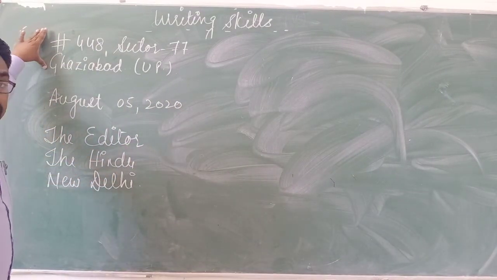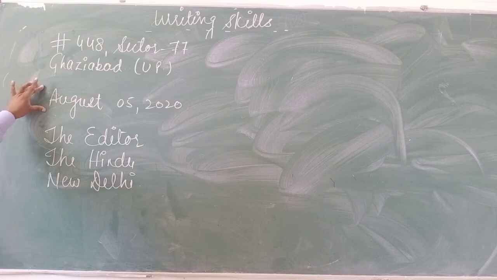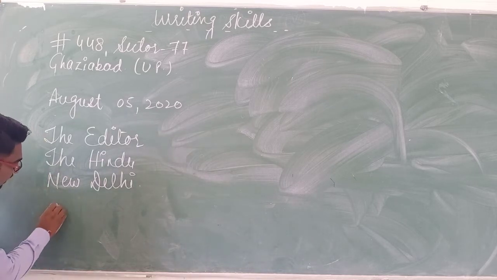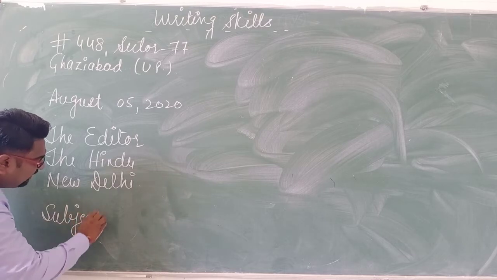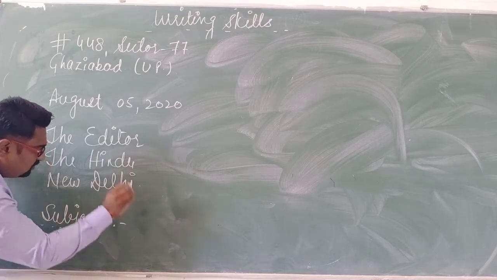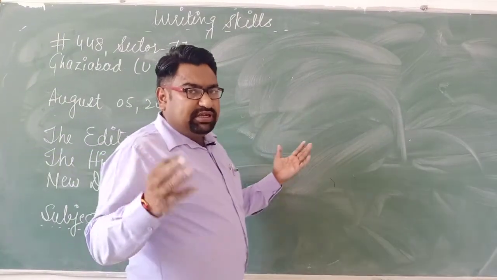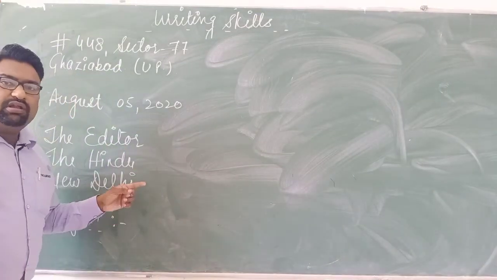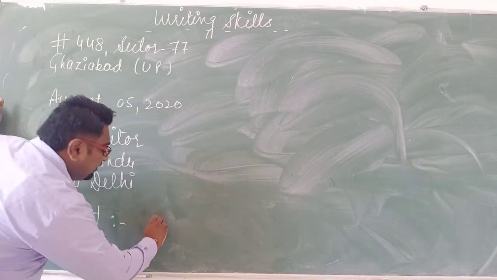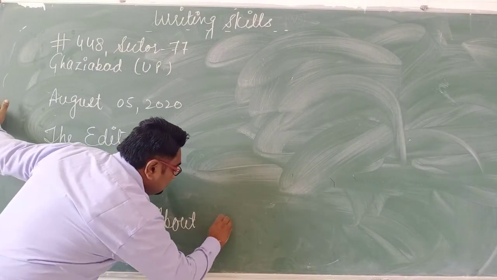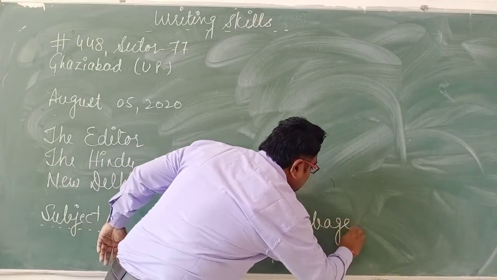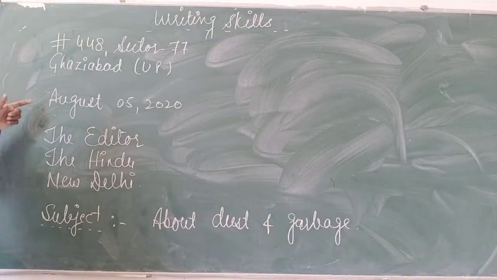Step number 1, sender's address, skip a single line. Step number 2, date, then skip a single line. Step number 3, receiver's address, right? Again skip a single line. Step number 4, subject. You would have to make a heading over here. Here you will make a heading, subject, in this way. What is the topic? What is the subject? About dust and garbage. Make sure whenever you write down the subject, it must always start with the word about. Write down here: about dust and garbage. Right? 1, 2, 3, 4.